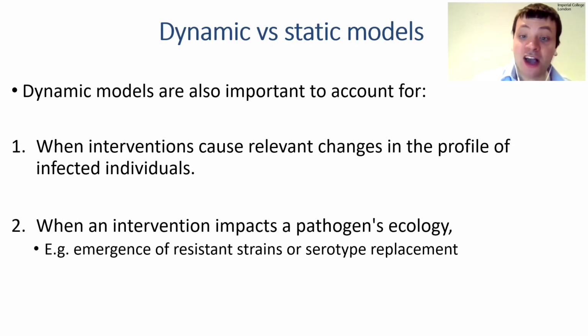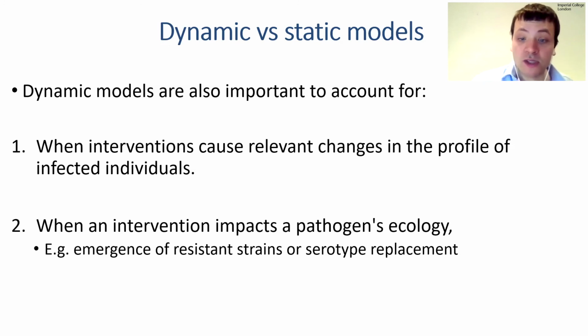I would add here that dynamic models are also important to account for other features, such as when interventions cause relevant changes in the profile of infected individuals. For instance, when vaccination reduces the force of infection, it can actually cause the average age at which infection occurs to increase, and in some cases that can be associated with increased risk of disease and morbidity, like with rubella.